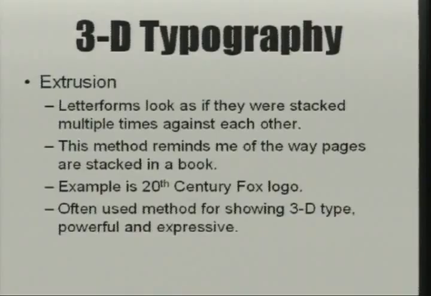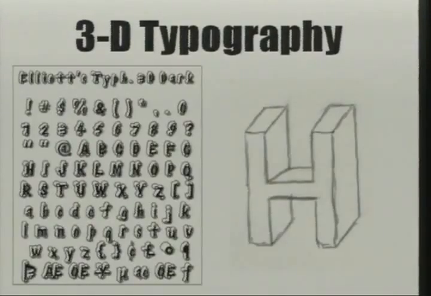Extrusion: letter forms look as if they're stacked on top of each other, sort of the way pages are stacked in a book. 20th Century Fox, his logo. If you ever watch that animation, how it starts and then goes around, you can see that the type itself sort of stretches out. It's the most often used method for showing 3D type. It's powerful and expressive, but rather predictable, something that people use to gain people's attention. But there are other ways to go about it.